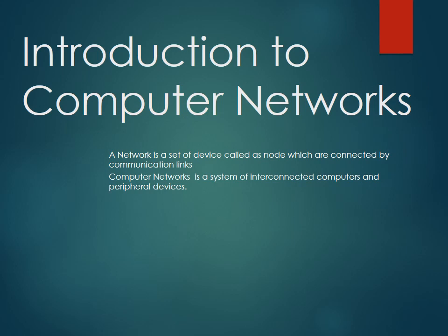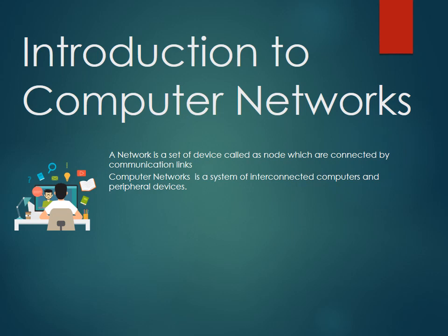Now, this all begins with communication. Communication is the act of transferring data from a sender across a distance to a receiver. It is the act of transmitting the message. Right now also, what I'm trying to do is communicating with you all. A network is a set of devices called nodes which are connected by communication links. This is all possible right now because of computer networks. I am communicating with you all because of this computer network.